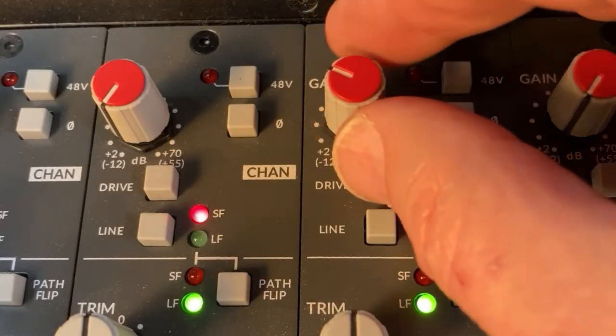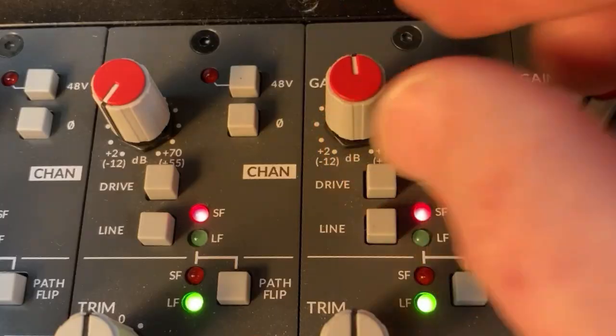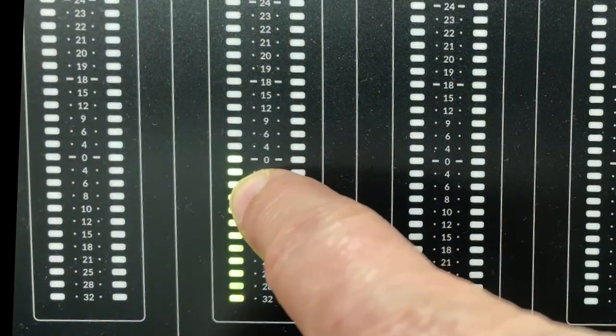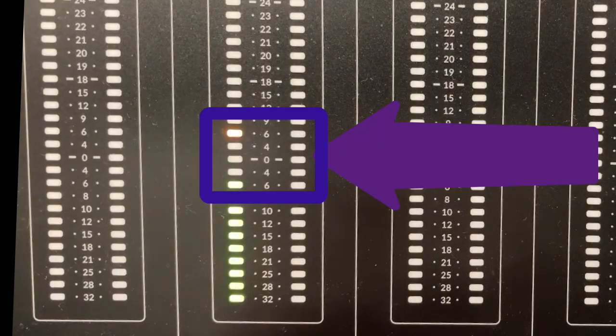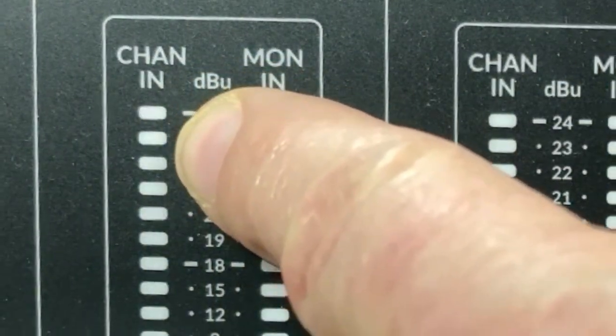So to get your level, you go ahead and turn up the knob that says gain. So that is your microphone preamp. We turn up our gain knob until we get to the point where it's at about 0 on our channel input meter. So that's the meter on the left side up here.